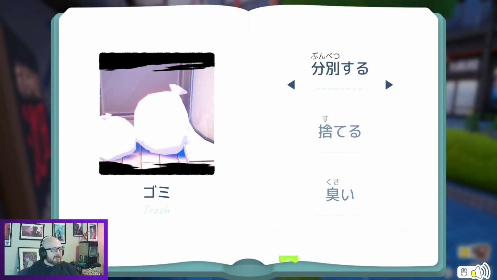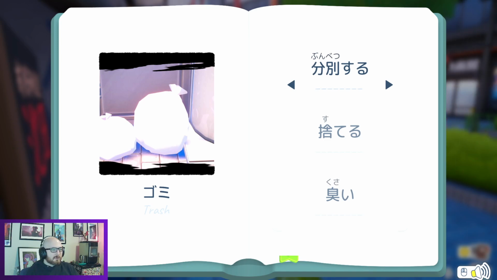Gomi. Okay. 分別する Bunbetsuru, 捨てる steru, 臭い kusai. So, kusai is stinky. Steru is to throw away. And this is to sort. We came up with a sentence last time. Nihon ni zenbu gomi wa. So, in Japan, all trash.